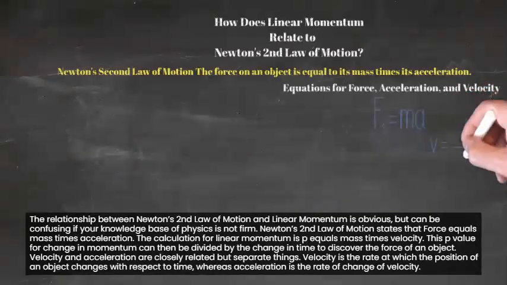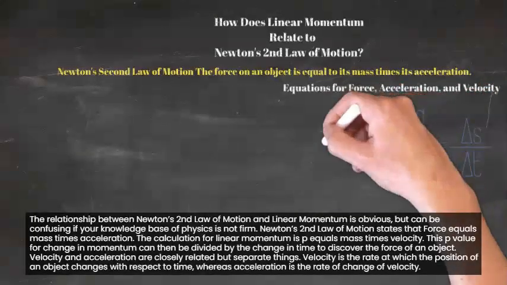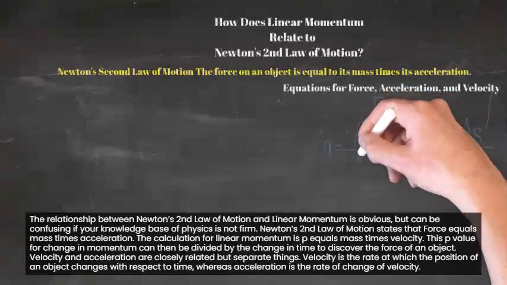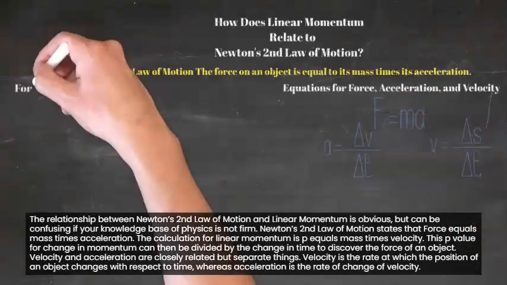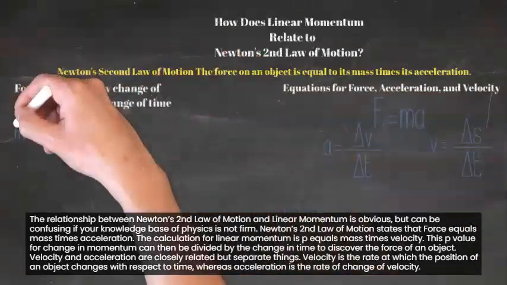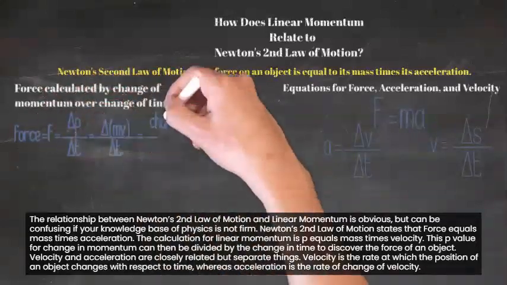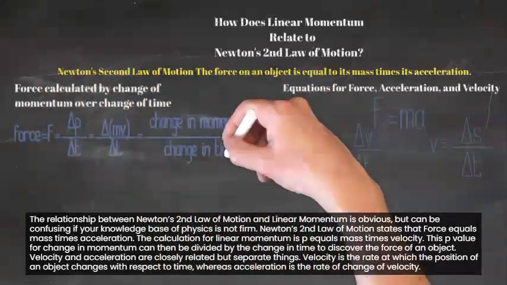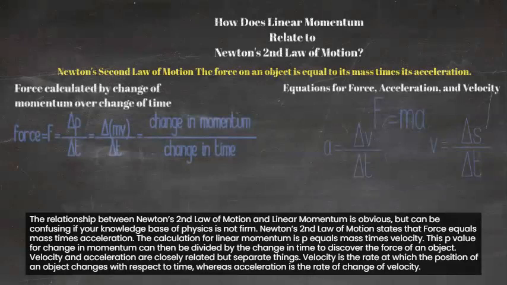Newton's second law of motion states that force equals mass times acceleration. The calculation for linear momentum is p equals mass times velocity. This p value for change in momentum can then be divided by the change in time to discover the force of an object. Velocity and acceleration are closely related but separate things. Velocity is the rate at which the position of an object changes with respect to time, whereas acceleration is the rate of change of velocity.